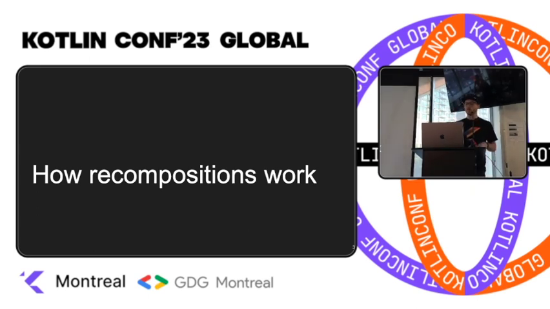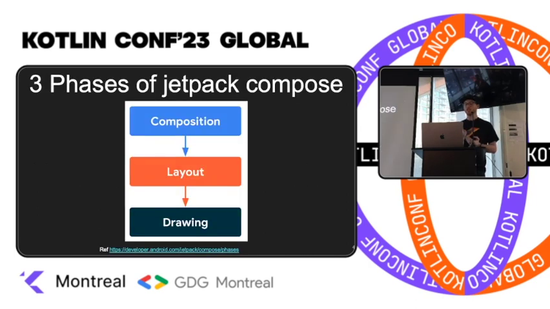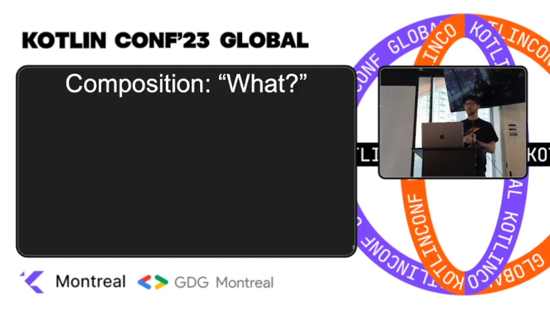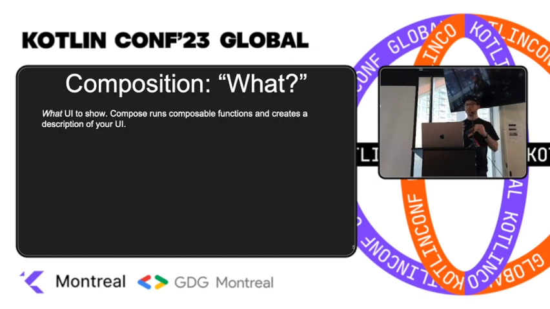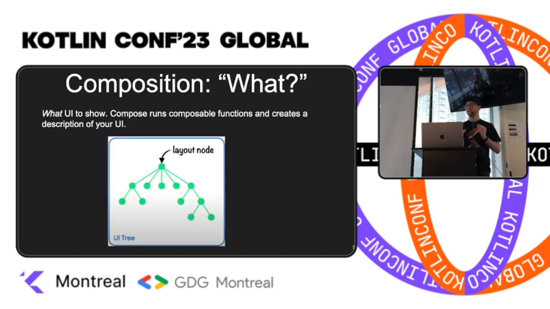So, how do recompositions work? First of all, let's talk about the three phases of Jetpack Compose. When you're creating a layout, what Jetpack Compose does in the background is the composition phase, the layout phase, and the drawing phase. The composition phase can be summarized with the keyword what. What UI to show. Compose runs composable functions and creates a description of your UI. Basically, it does a map of a parent and children hierarchy and determines the links between them.